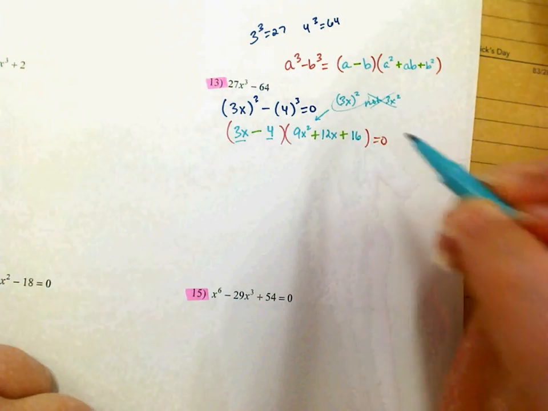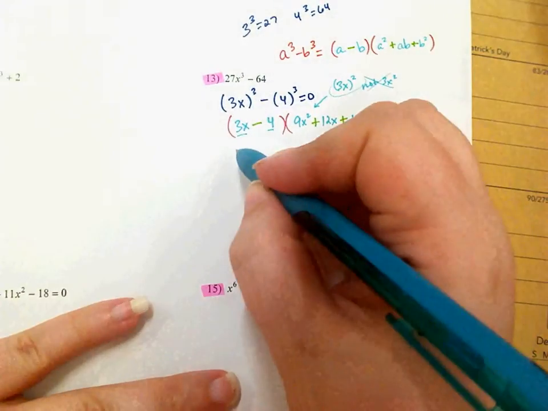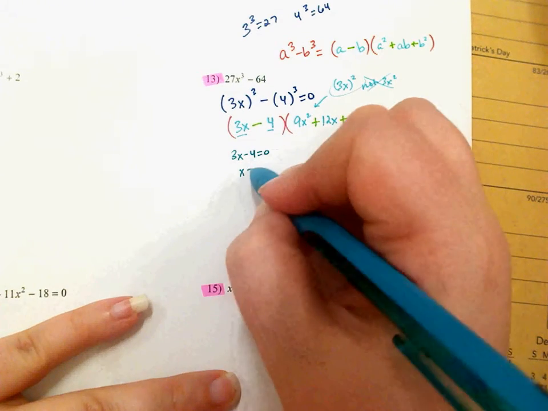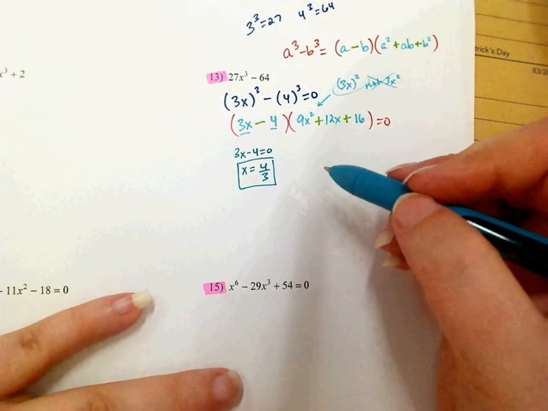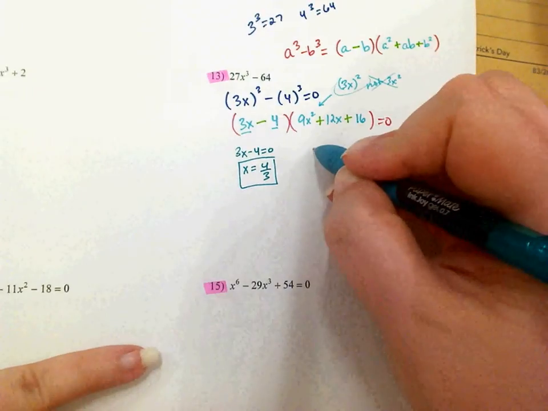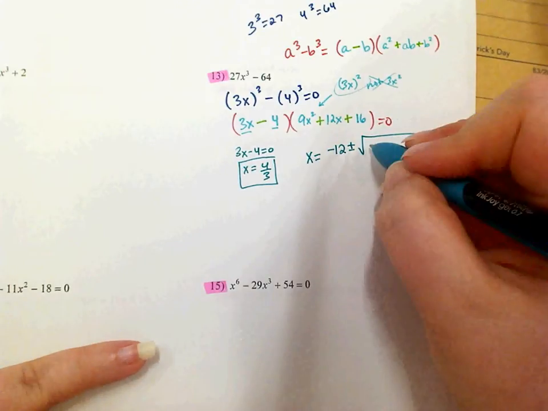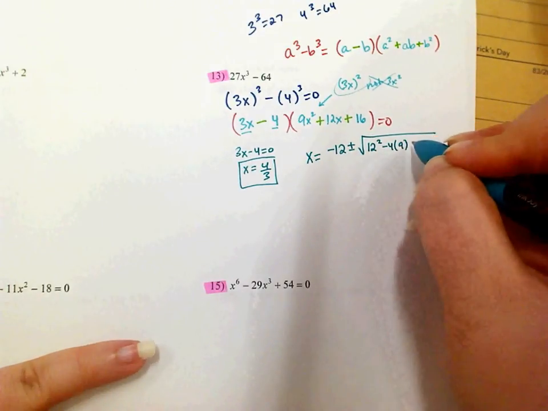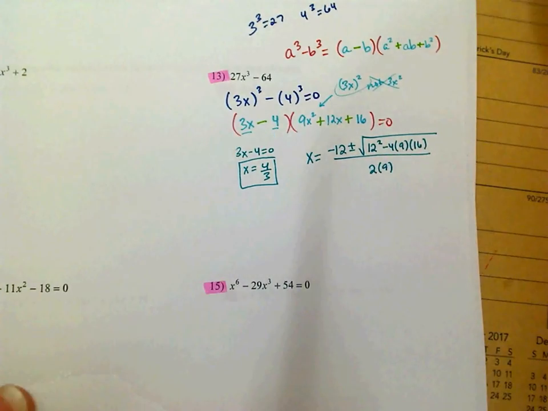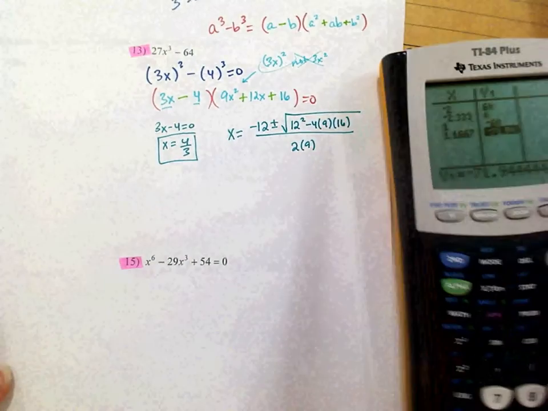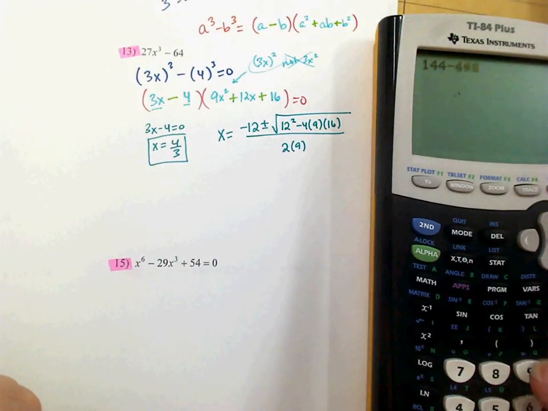Okay, now I'm trying to solve, so I set this equal to 0, 3x minus 4 equals 0, add 4 and divide by 3. So 4/3 is one of my answers. And then this one I need to do the quadratic formula. So I've got x equals negative b, so negative 12, plus and minus the square root of b squared, so 12 squared minus 4 times a times c, all over 2 times a. So I'll work it out as if I don't know the little tricks, but then I'll show you the tricks just in case. Okay, so I would go 144 minus 4 times 9 times 16, and I would get negative 432.